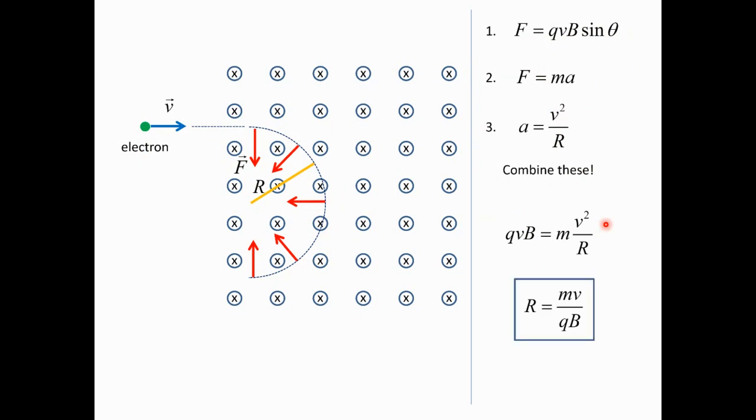There you go. That's the result of this slide. They can calculate what this radius is. It depends on the mass of the particle, the charge of the particle, and how fast it is. The faster the particle goes, the larger the radius will be.